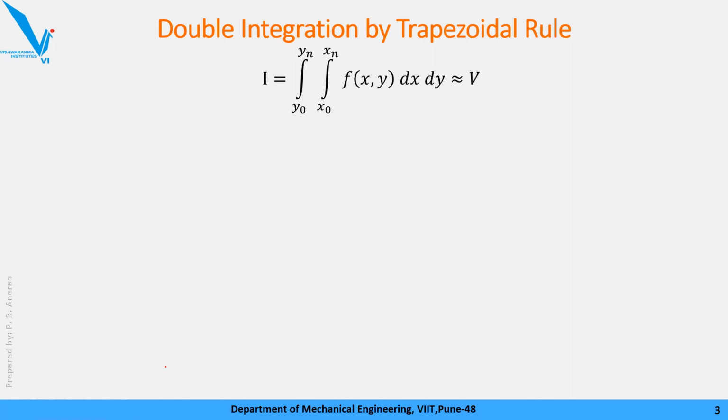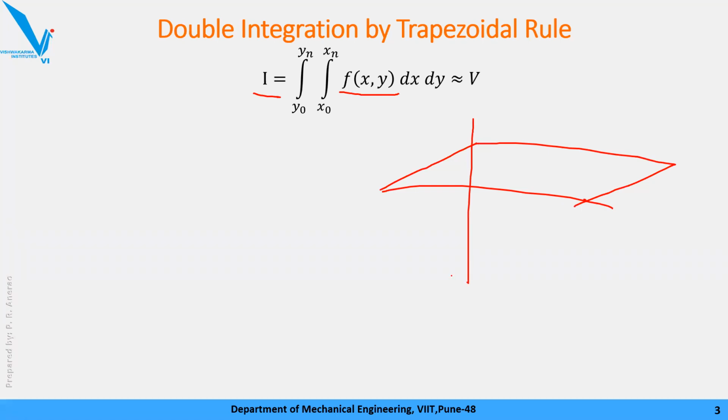Now here when I say calculate this integration, this function x comma y. So x comma y has variation in two directions. Okay, so assume this is the x direction, y direction, and this is f of x comma y.